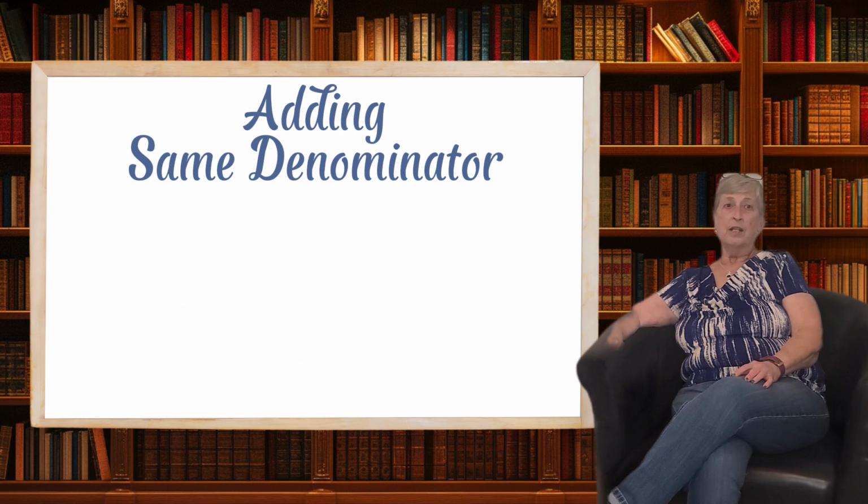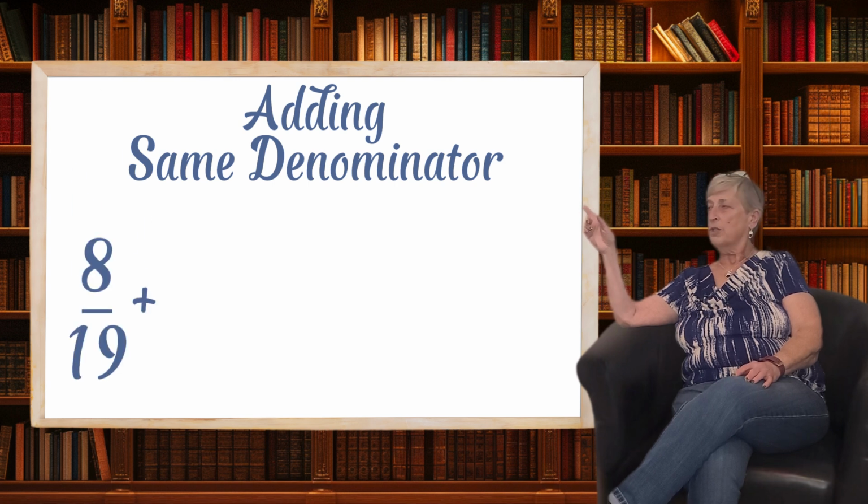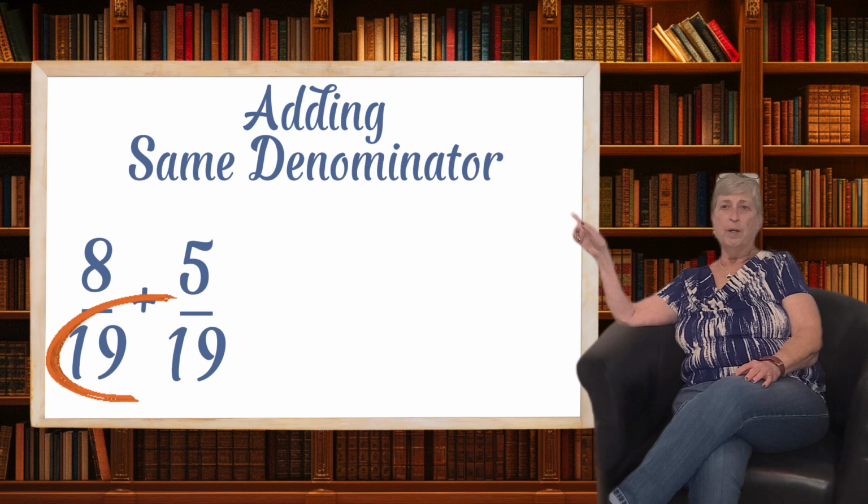Now let's look at a second example. Let's look at something that looks a little more complicated. Let's look at 8/19 plus 5/19. Now remember, when adding or subtracting fractions, the first thing we want to look at is the bottom number or the denominator. If it's the same, then we keep it and we just add or subtract the top numbers.